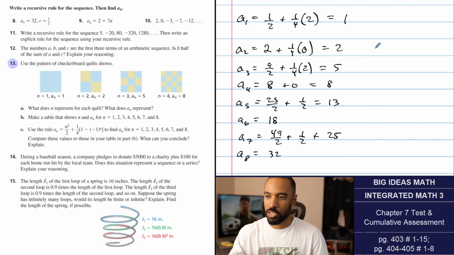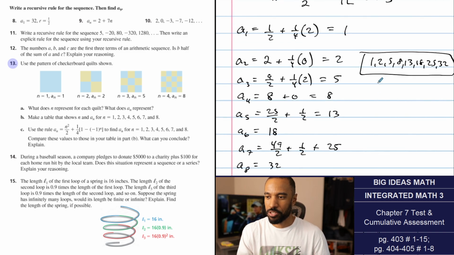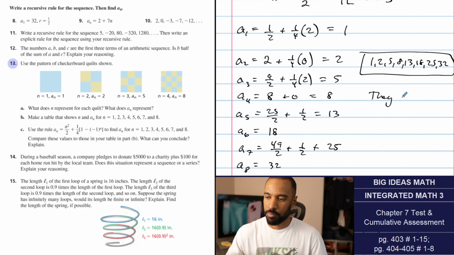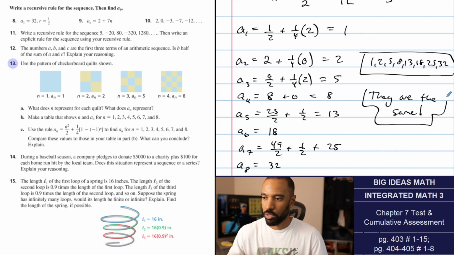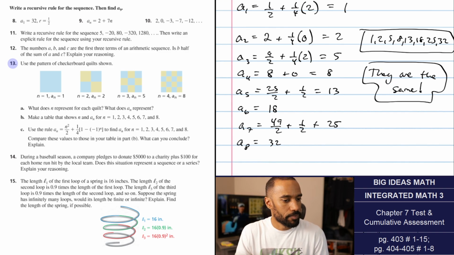So our list is going to be 1, 2, 5, 8, 13, 18, 25, 32. What do you notice? What do you know? They are the same. Okay. Cool. Number 14.